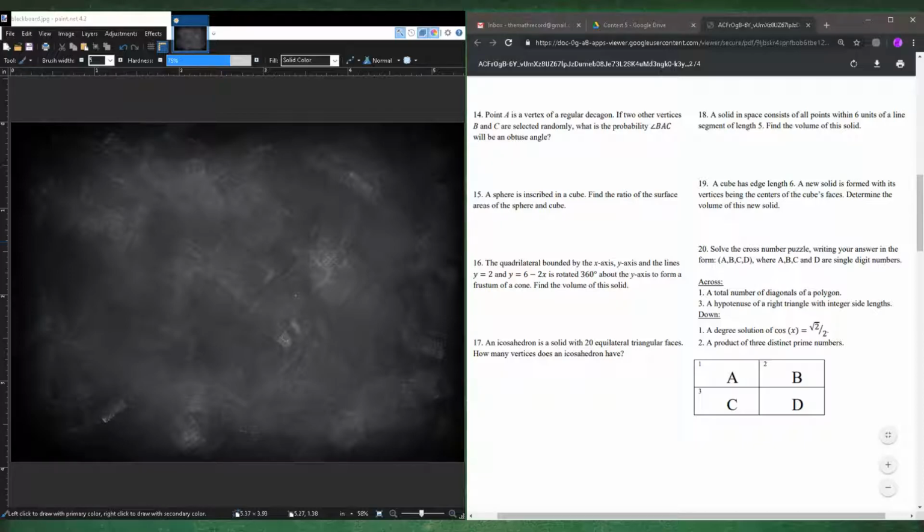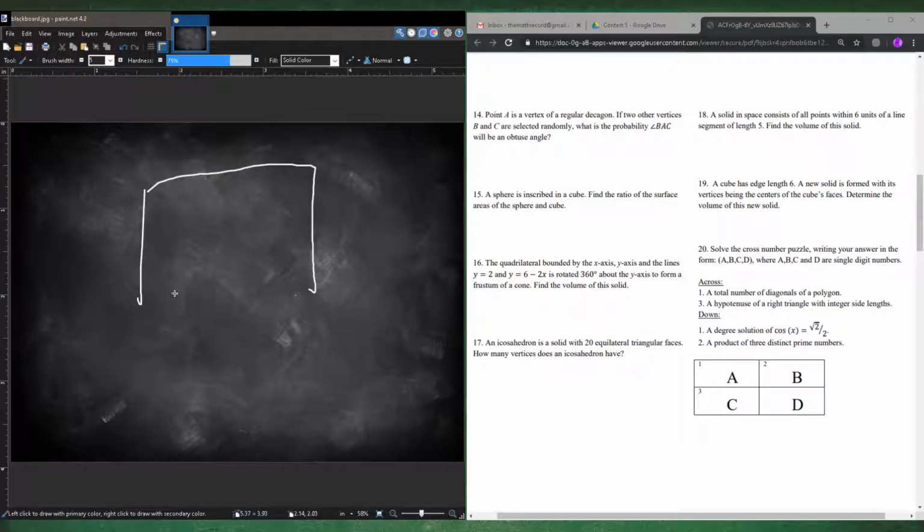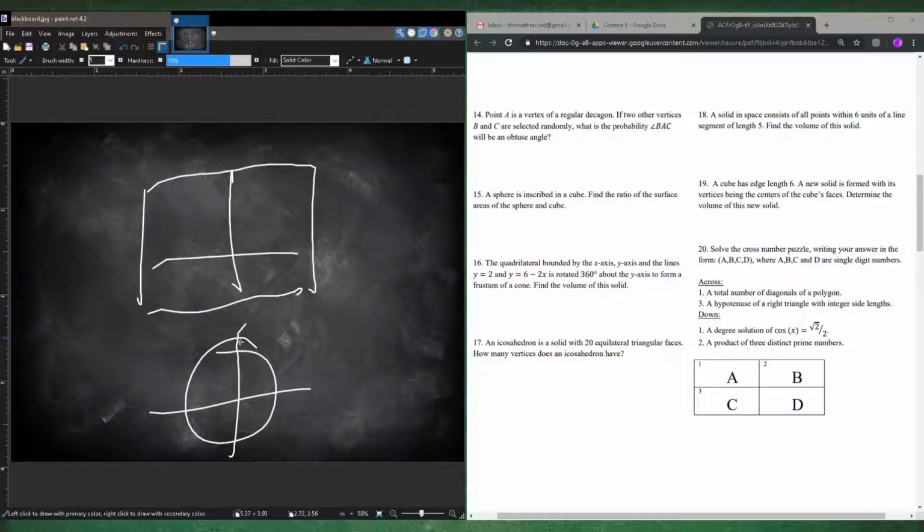1 down, a degree solution of cosine of x equals square root 2 over 2. That we could use, because if you think about the unit circle, you only have square root 2 over 2 positive here, or you have another one here. Since this one is going to be 315, this is obviously not going to be the answer. So the one right here is 45. So the answer for 1 down is 45.